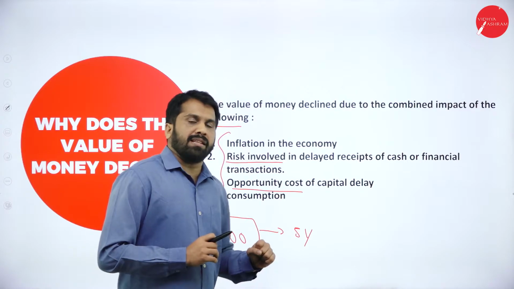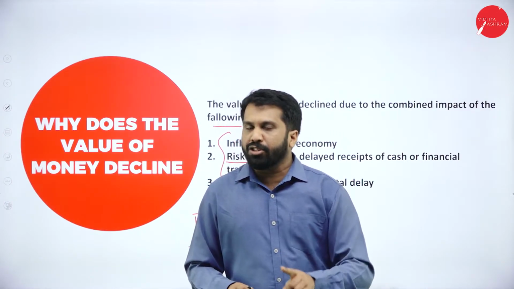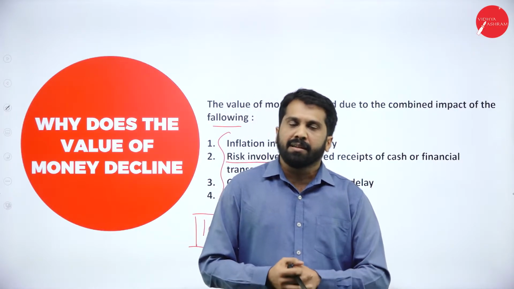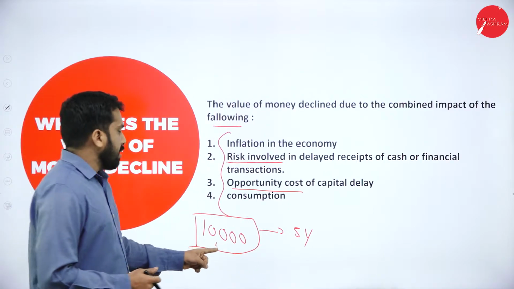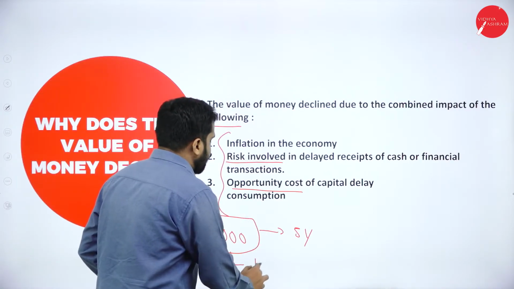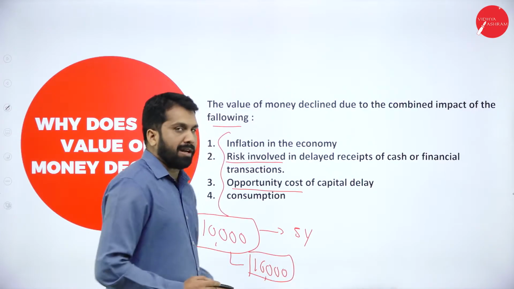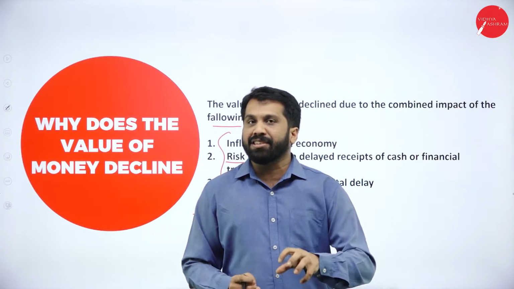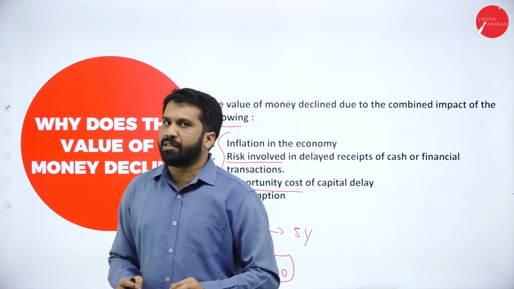Now, in case, instead of keeping it in the locker, keep it in the bank. What happens? After 5 years, if you go to the bank and check, the 10,000 will become 16,000. Example I am giving. 10,000 will become how much? 16,000. How? Interest is added. Your 10,000, now the amount is 16,000.